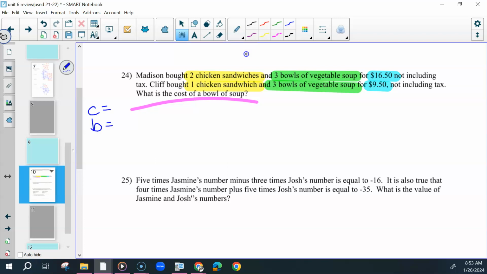Sure. And C and B would represent what? Chicken sandwiches and bowls of vegetable soup. What about the chicken sandwiches and bowls of vegetable soup? The cost. How much? So remember to always look at the question if you're not sure. Cost of, I'm going to get rid of the last. Chicken sandwich. Cost of.